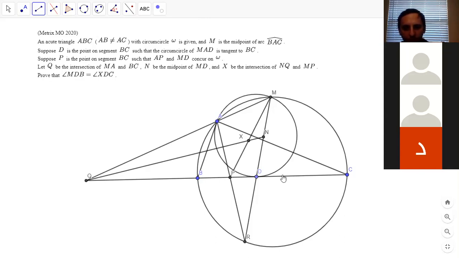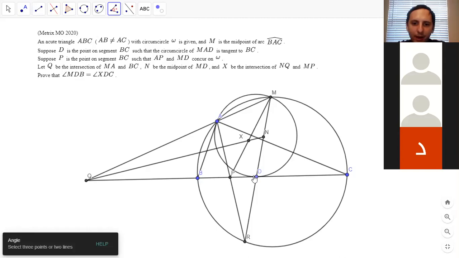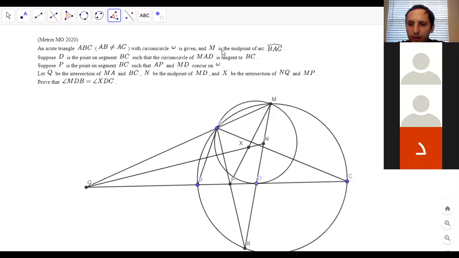Angle NBC is angle MBC, which is angle MAD. So another way we could say it is we want to show angle MAD is XDQ. Is XDP similar to MAD? Unfortunately, it's kind of hard for me to check here because I just guessed where D should be. But it suffices to show that DQ is the angle bisector of XDR. Yeah, I agree with that.